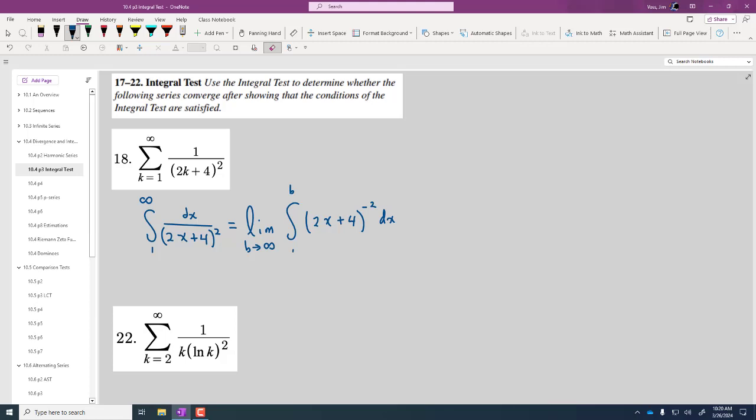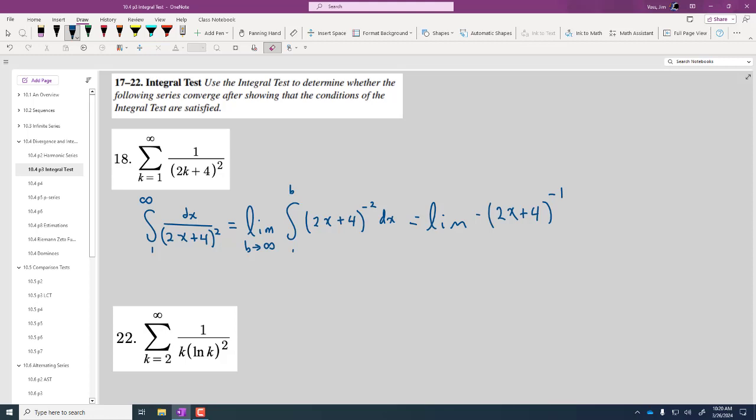Now we have standard power rule set up. So this is going to be the limit as b goes to infinity. We add 1 to the exponent. Add 1 to the exponent. We divide by the new exponent.